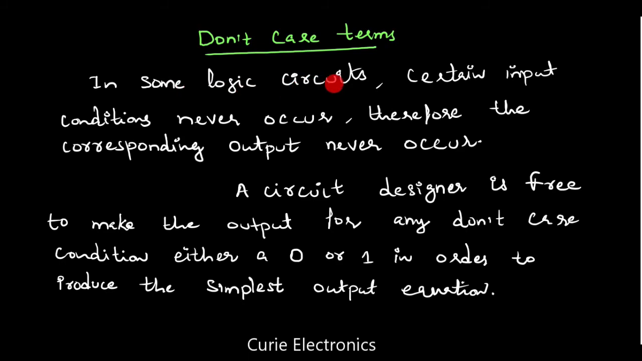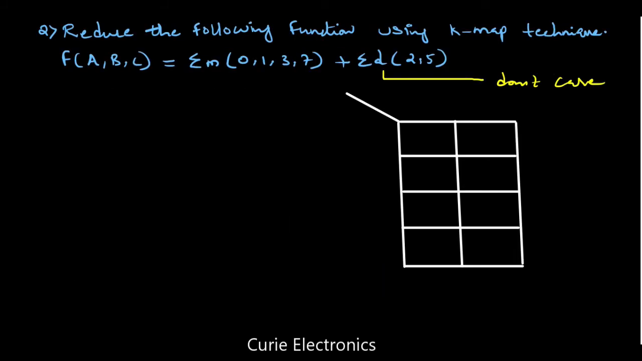In some logic circuits, certain input conditions never occur. Therefore, the corresponding output never occurs. A circuit designer, that is whoever designs the circuit, is free to make the output for any don't care condition either 0 or 1 in order to produce the simplest output equation. That means the designer can choose 0 or 1 for the don't care values so that he gets the simplest output equation, which requires minimum gates to implement.